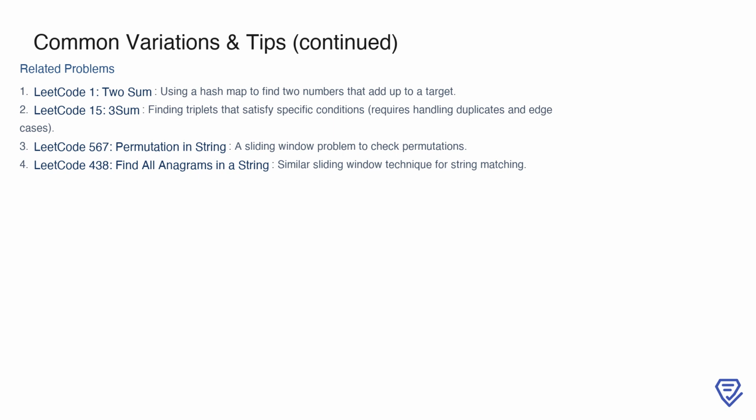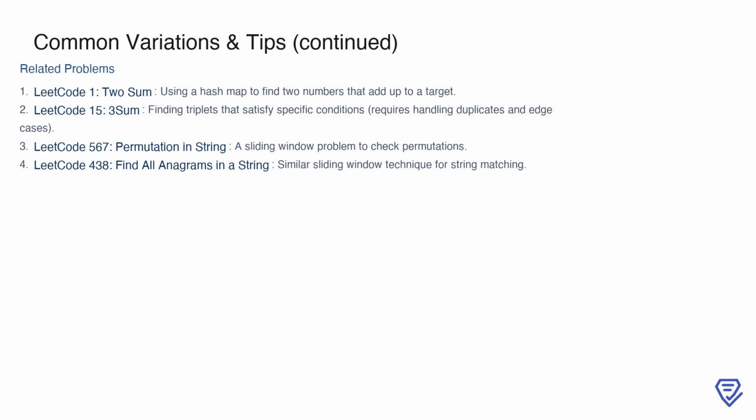Sliding window techniques are also highly relevant. For instance, LeetCode 567, permutation in string, uses this approach to check if a string contains a permutation of another. Similarly, LeetCode 438, find all anagrams in a string, employs a sliding window to efficiently match patterns in a string. These problems highlight techniques like hashing and efficient traversal, which are crucial when tackling the two furthest houses with different colors problem.